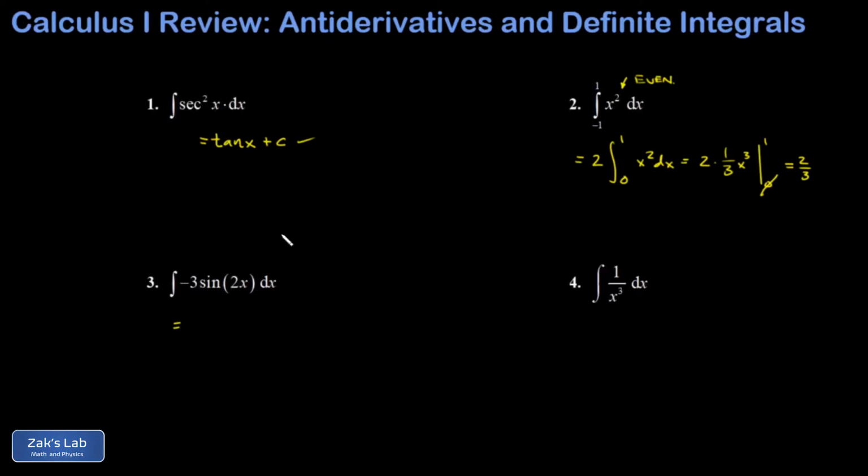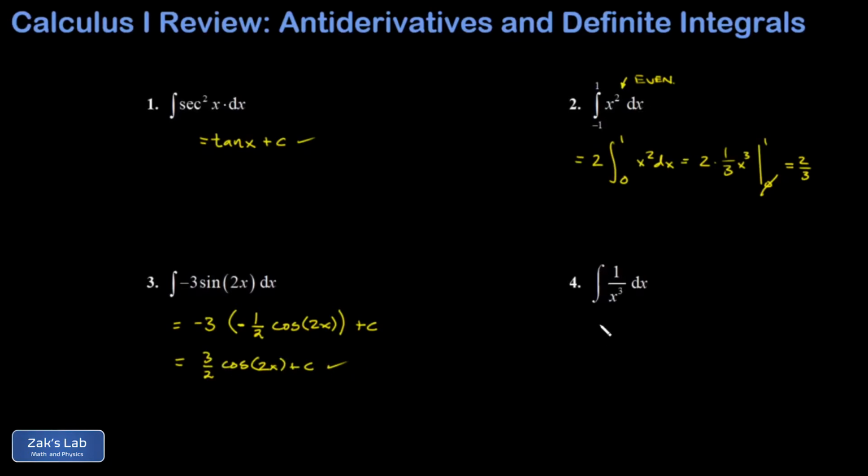In number 3, this -3 is a spectator, and then I need to guess the antiderivative of the sine of 2x. Well, that's essentially cosine of 2x, but if I imagine differentiating cosine 2x, it gives me, first of all, a minus sign, and then a sine of 2x, and then the chain rule kicks in and tacks on a factor of 2 to that. So I need to prepare to cancel that 2 with a 1/2 out in front. And again, the most general antiderivative has an arbitrary constant in it, and this simplifies to 3/2 cosine of the quantity 2x plus c, and we're done with that one.